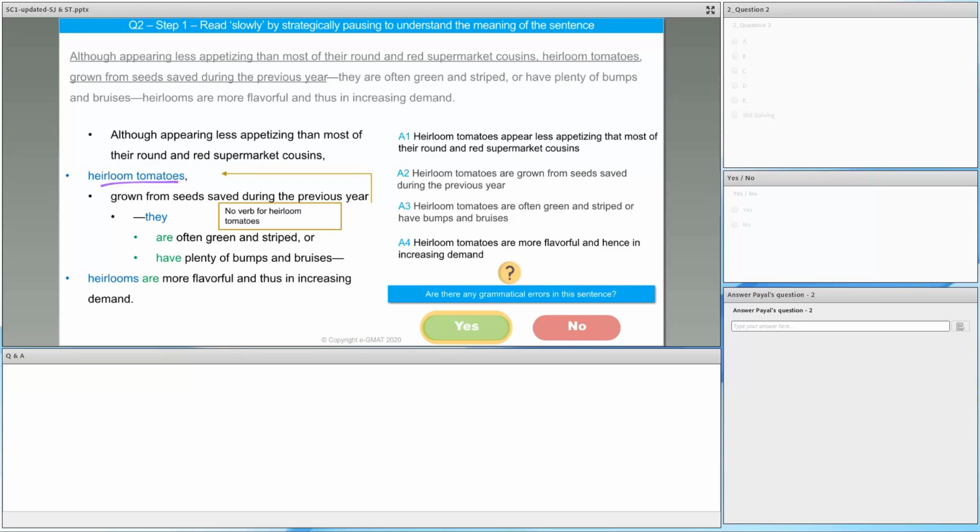We've got a subject verb must exist error. This is where a lot of students make this mistake. A lot of students think grown is the verb, which it's not. That is a modifier. Okay? And you have to stop and look here. They has two verbs here. Heirlooms has a verb here. But this subject up here does not have a verb. So we have that subject verb must exist rule.